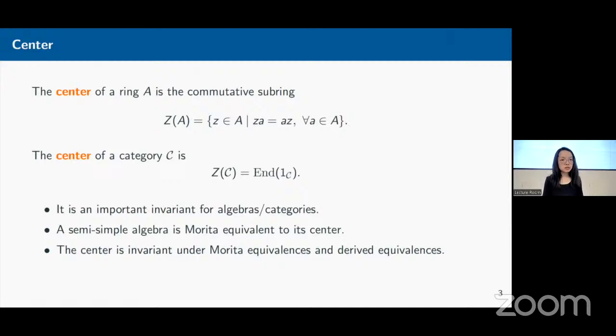The center of an algebra is an important invariant. And for example, every semi-simple algebra is Morita equivalent to its center. For example, when we study finite groups, representation of them over complex fields, the study of their center is a very important part for characterizing representations of this group. And also the center is invariant under Morita and derived equivalence.